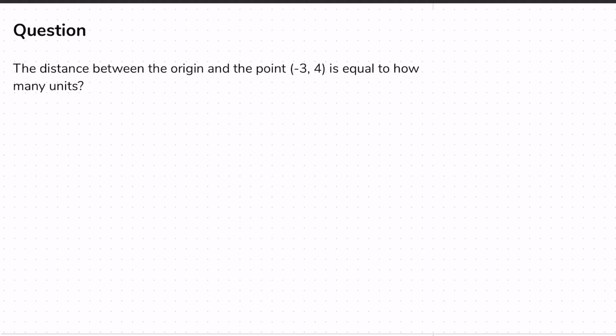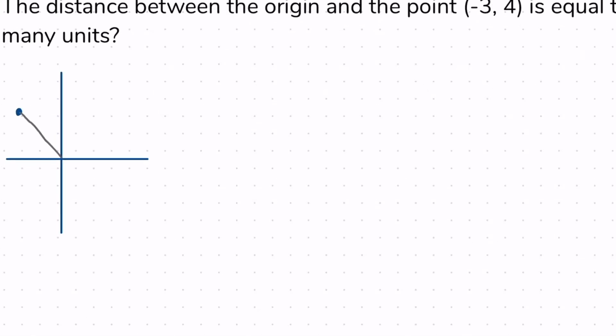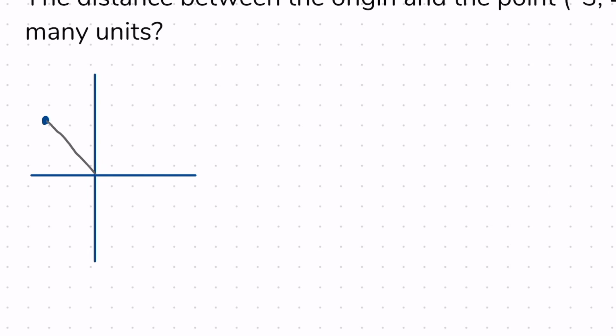Now in this question here, we're given a point and we're asked how far away it is from the origin. So let's just draw that in quickly, or very roughly. We've got the point -3, 4, it's up here somewhere, and we're trying to find this distance here. All we know is that it is 3 units this way and 4 units up.